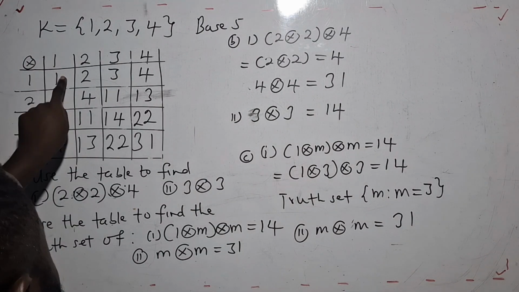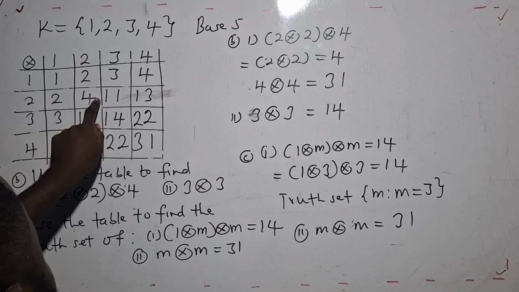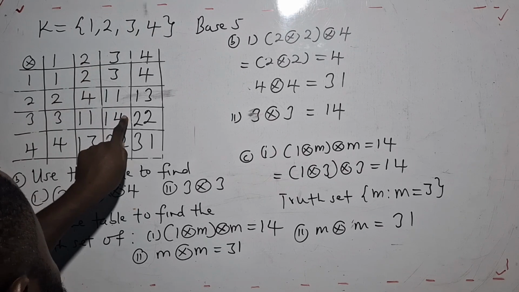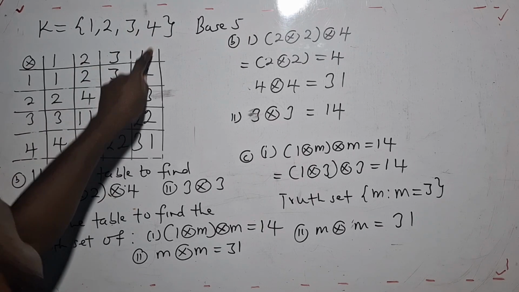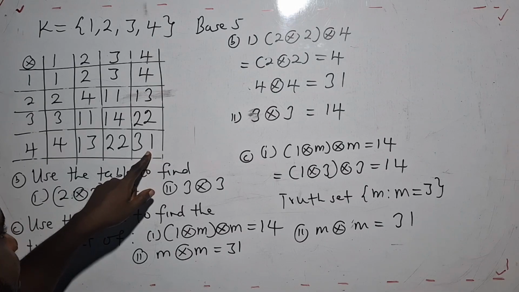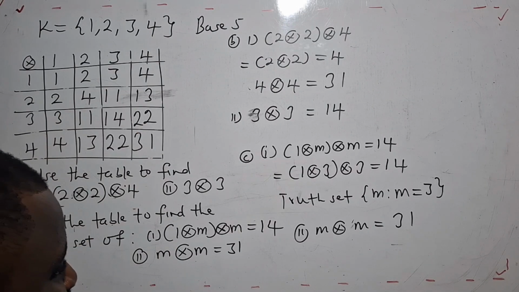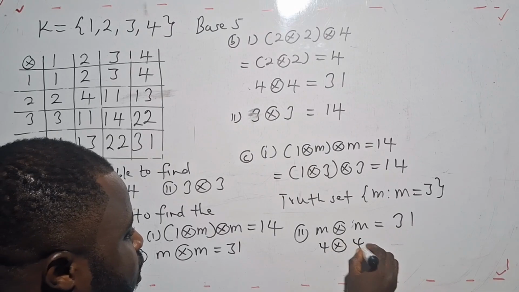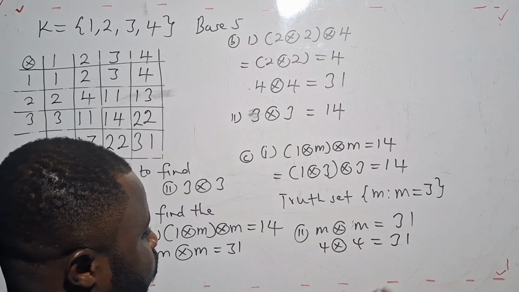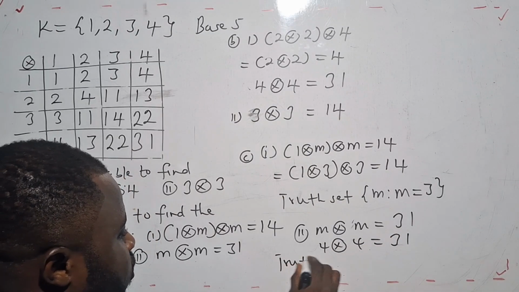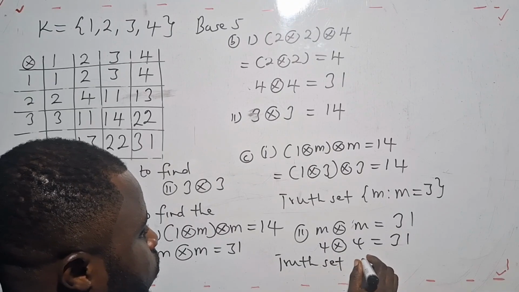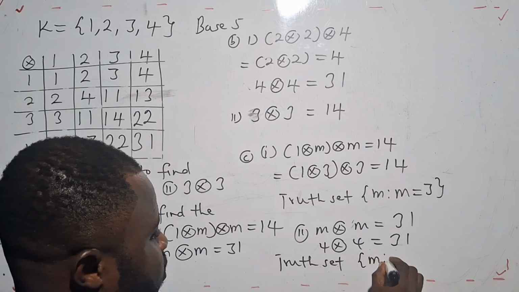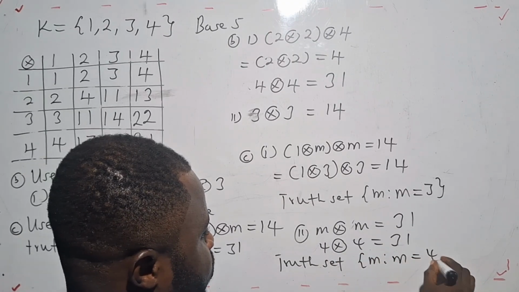So 1 times 1 is not 31. 2 times 2 is not 31. 3 times 3 is not 31. Now 4 times 4 is what? 31. Yes. So 4 times 4 is 31. So it means it is 4. So the truth set is m such that m is equal to 4.